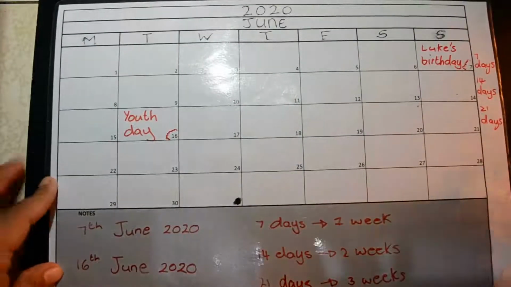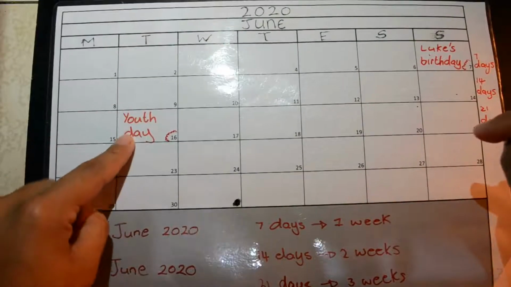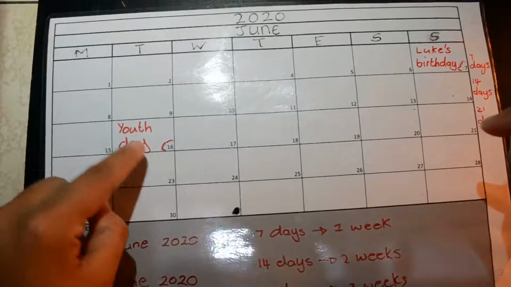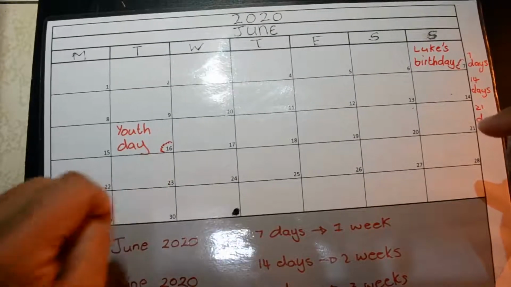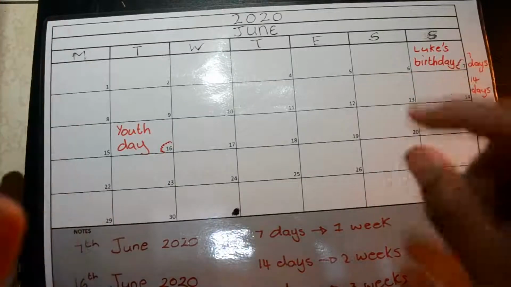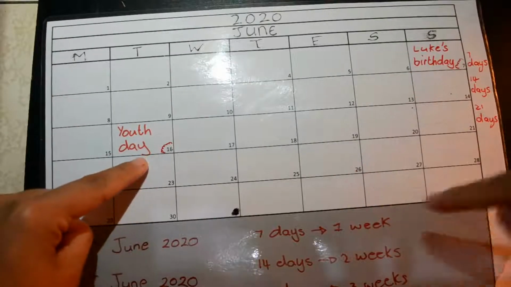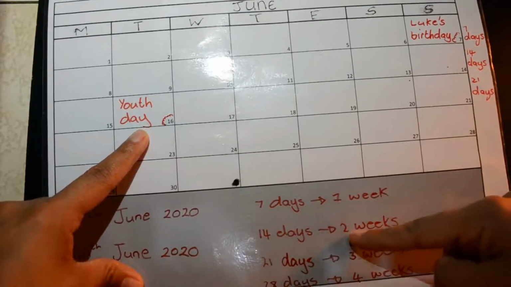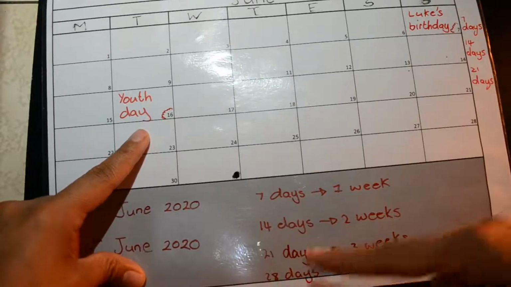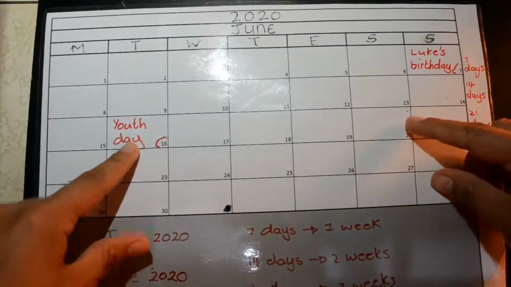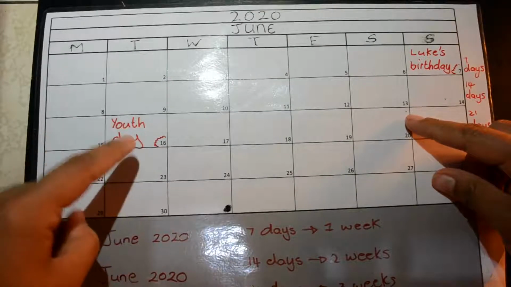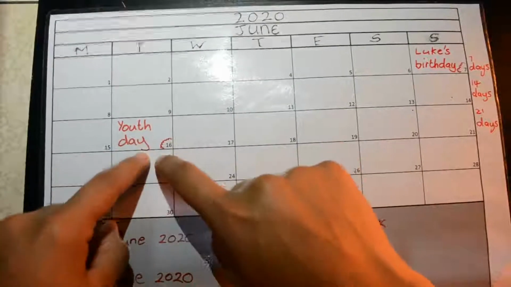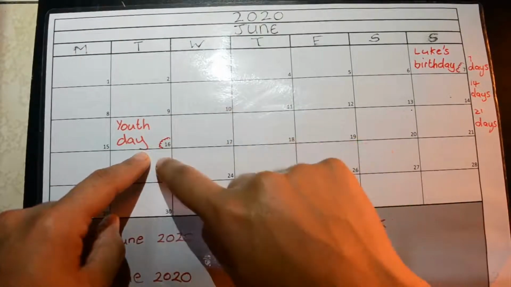So if I say there's Youth Day on the 16th of June, and I tell you 1 week, in 1 week's time, what is the date? Remember, the date is the number. So remember, 1 week means you count 7 days. And if I say 2 weeks, it means you count 14 days. If I say 3 weeks, it means you count 21 days. So I say from Youth Day, in 1 week's time, what is the date? So I'll go to Youth Day. You don't start on the day. You never count from that day. You always count from the next one.